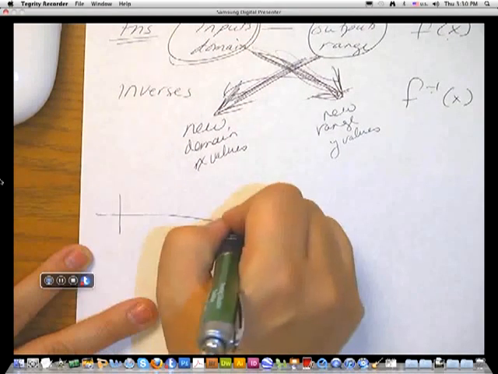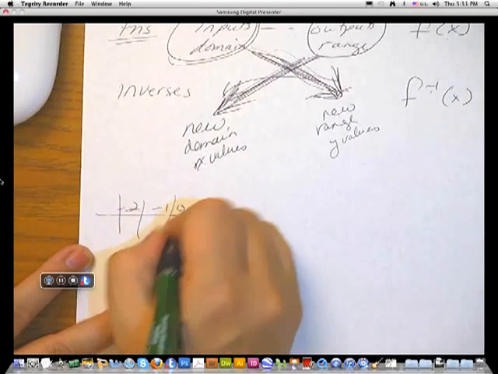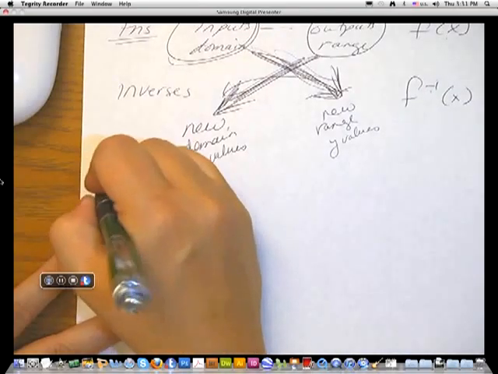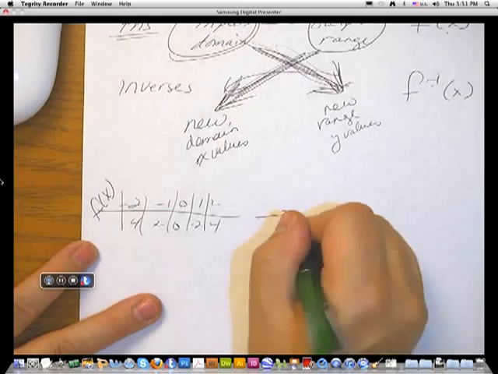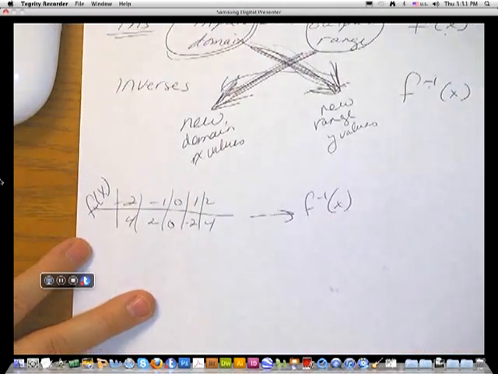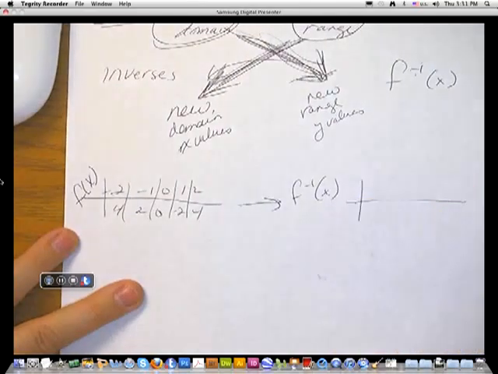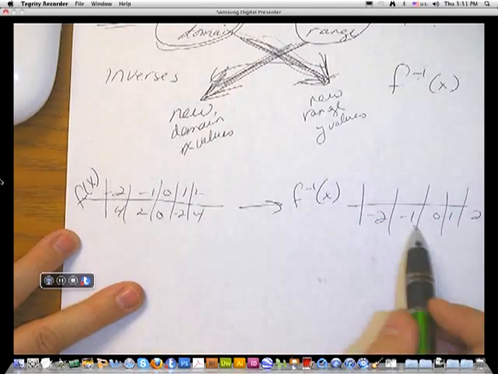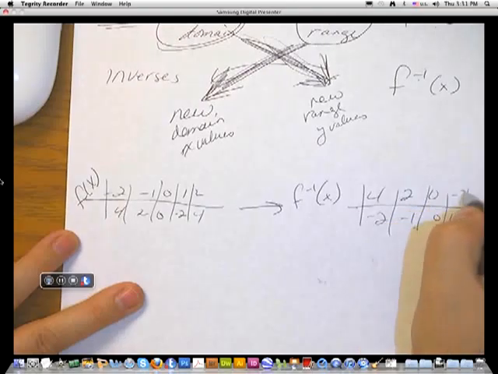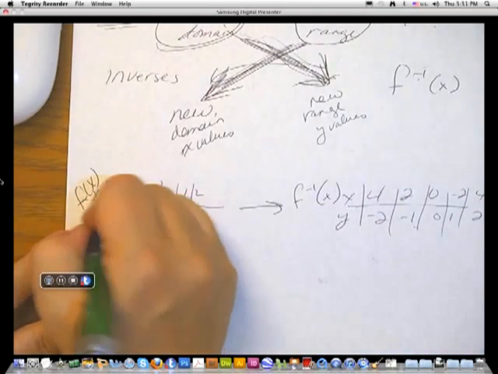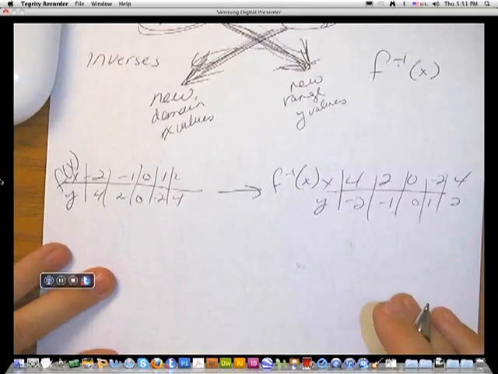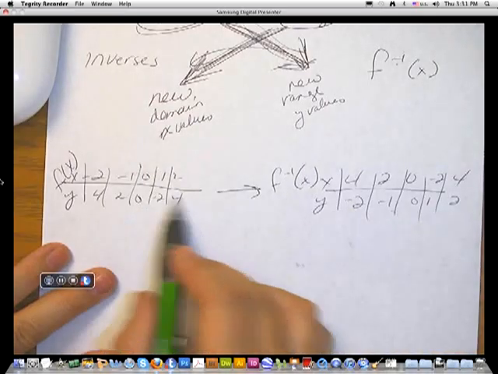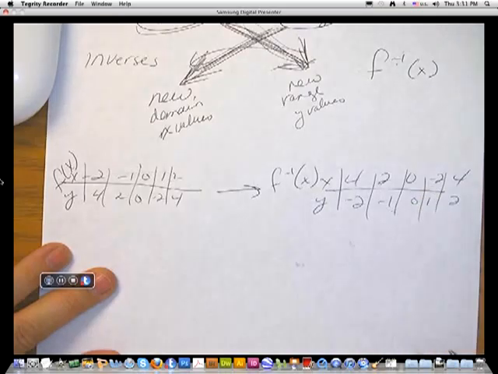So if I gave you a t-table, and I said this is f of x, could you give me the inverse? Well, the only thing you have to do is switch. The x's become the y's, and the y's become the x's of the inverse. The domain of the function becomes the range of the inverse, and the range of the function becomes the domain of the inverse.